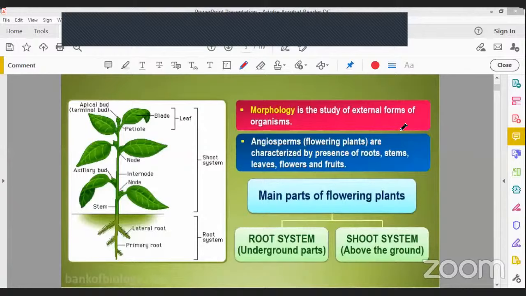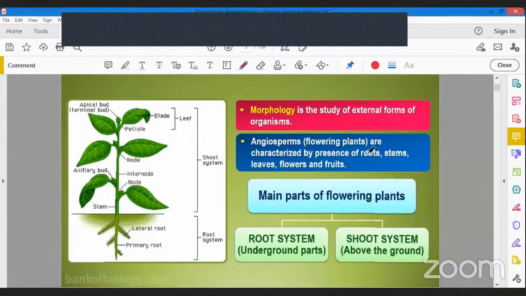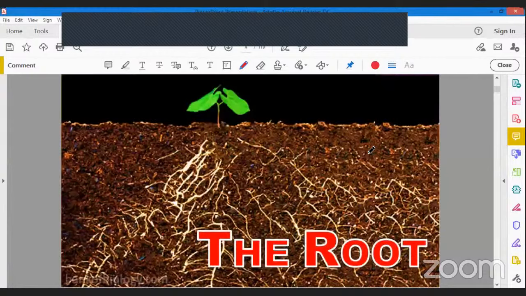So they have two major parts. One is the root system, the other one is the shoot system. Shoot system is above the ground, root system is below the ground. Then stem, leaves, flowers, and fruits. Go to the next part.